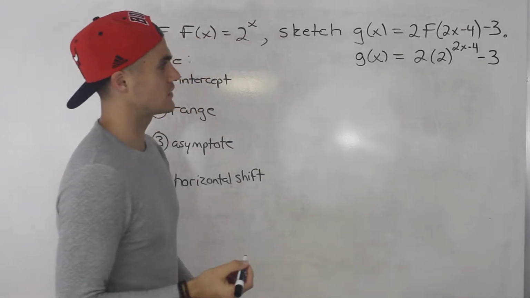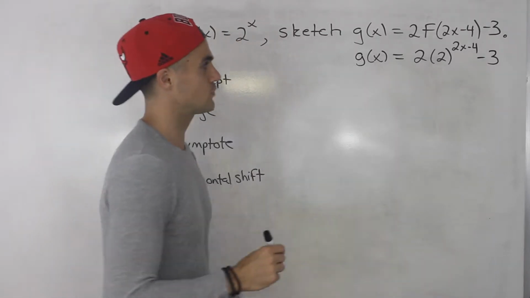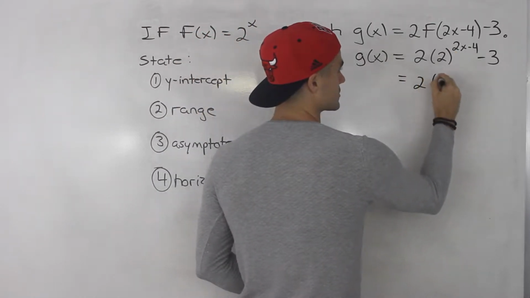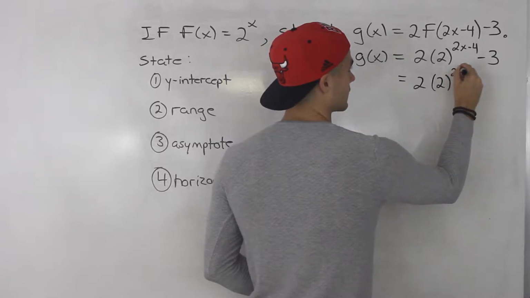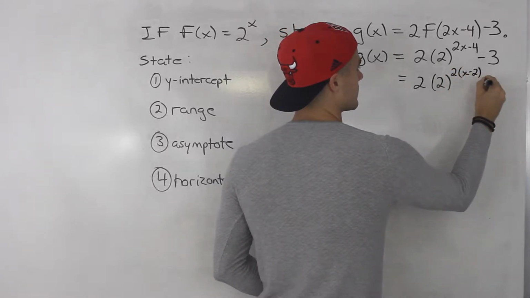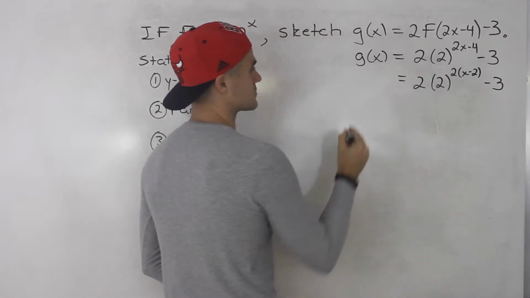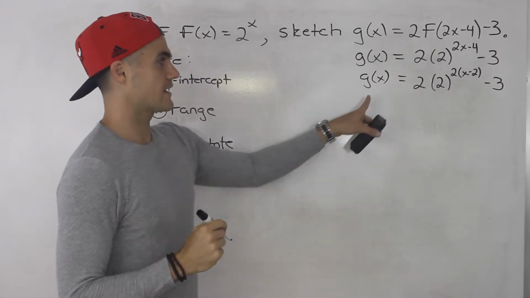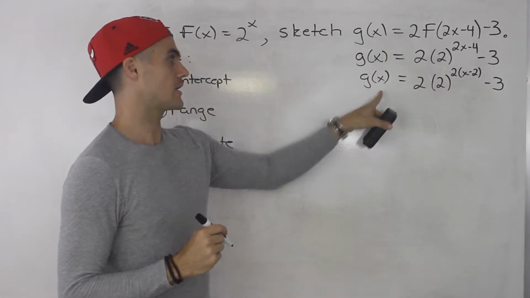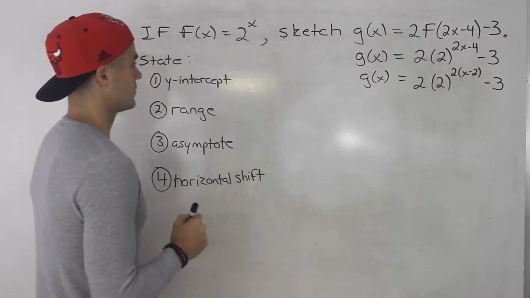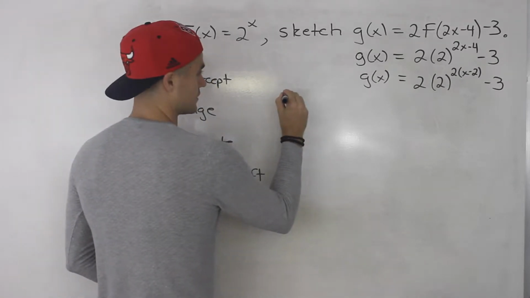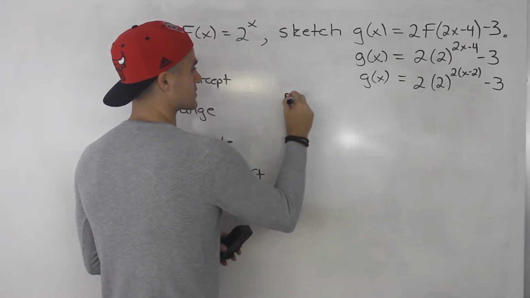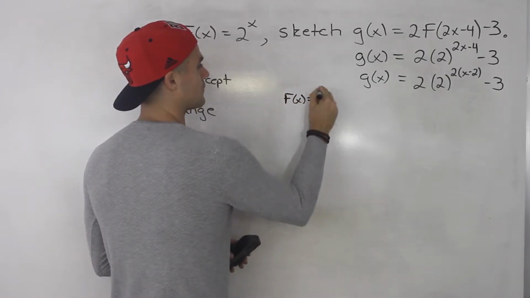Now, if you remember from the lecture videos, this is not in the proper transformation format yet. We got to have that k value by itself. So we'd have 2 times 2 to the power of 2 bracket x minus 2, and that would end up being minus 3. So that is the function that we have to sketch. Starting off with the parent function, let's write f of x is equal to 2 to the power of x.